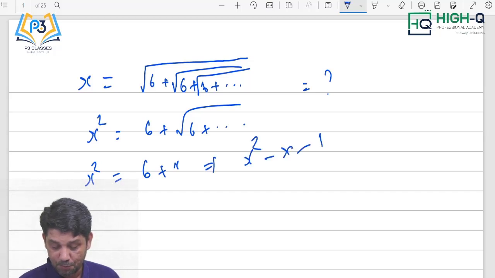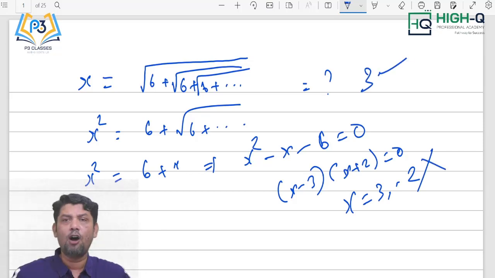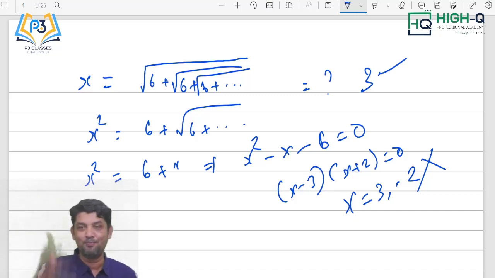Then I'll form a quadratic equation, sir: x square minus x minus 6 is equal to 0. Then (x minus 3) into (x plus 2) equal to 0. So x is equal to 3 comma minus 2. Since minus 2 is not possible, therefore the value is equal to 3. Wow, fantastic. And we are happy, sir. See how big a sum I solved.